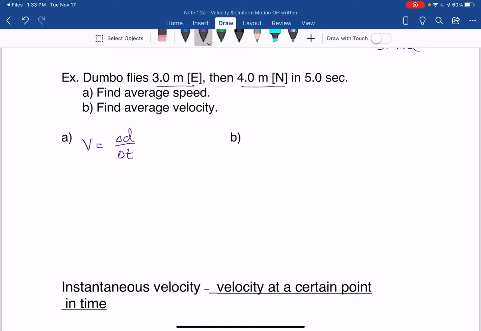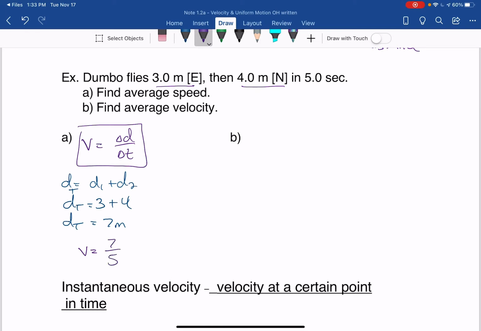If we go 3 meters and then 4 meters, remember distance, we don't care about the direction. You could just say d total is d1 plus d2. So d total is 3 plus 4, d total is 7 meters. That's something you could easily do in your head. If we fill in this equation up here, it is 7 meters divided by 5 seconds. Average speed then is, what does that work out to? 1.4 meters per second. Just as a reminder, the 7 was in meters, the 5 is in seconds, so the units I end up with are meters per second.